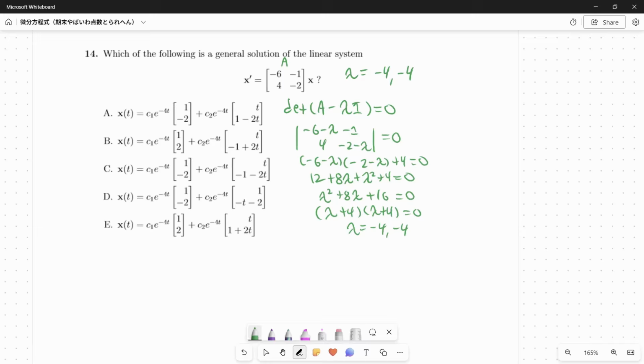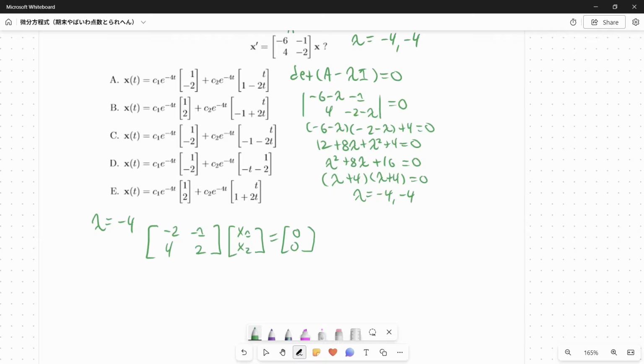And so you should end up with a matrix. In the case of lambda equal to -4, you should end up with a matrix that's equal to -2, -1, 4, and 2. And then you're going to want to multiply this by, let's just say, x sub 1 and x sub 2, so a vector of the system, and set that equal to the 0 vector.